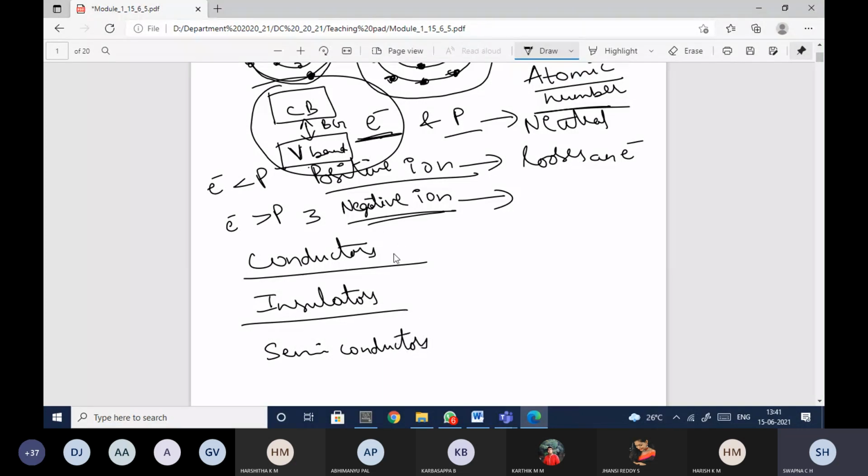As the name implies, conductors have a large number of free electrons which easily move to the conduction band. Here the conduction band and the valence band overlap. Because of the overlap, there are more free electrons present, and because of more free electrons, it can easily conduct. That is the reason for the name conductors.